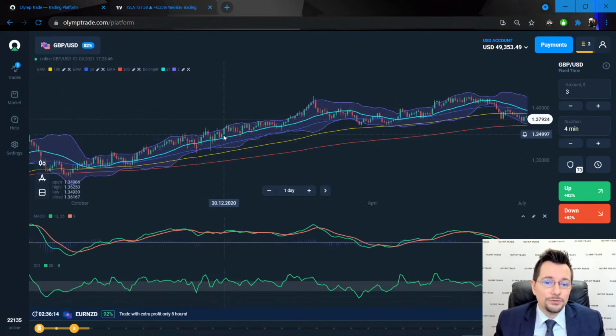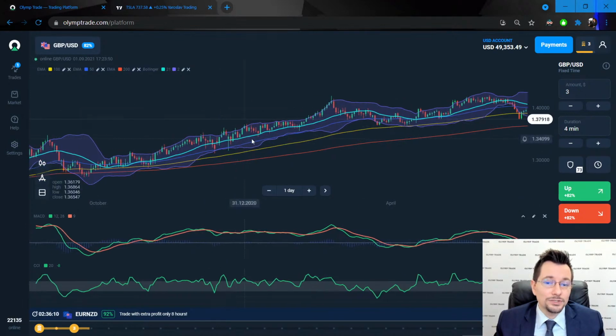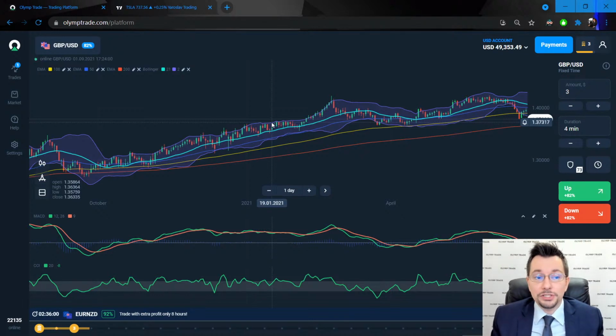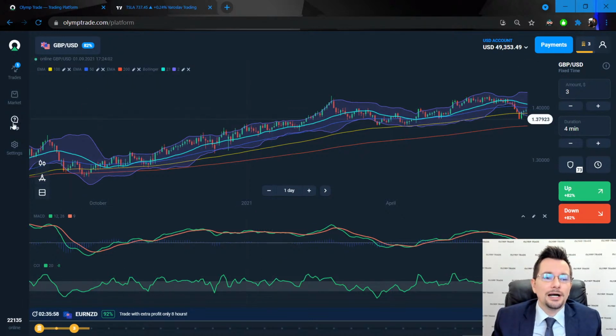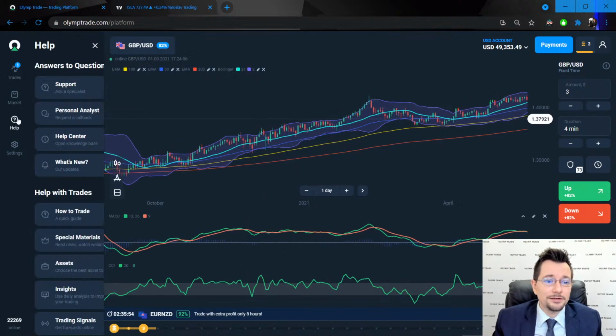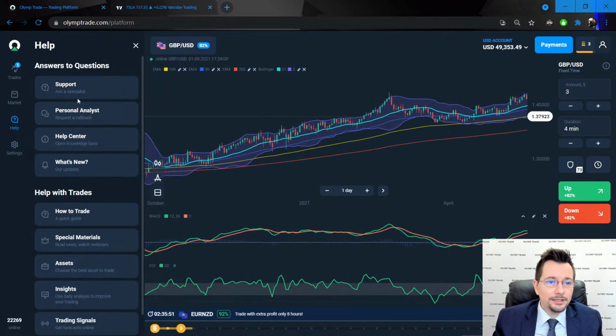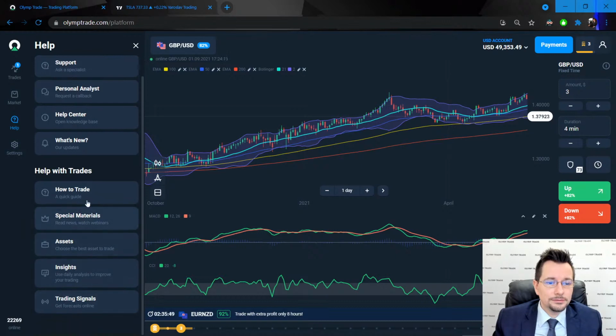If it comes down to the line and doesn't go below it, see how these are fake breakouts below it, you would need to close the position from top. But it's a totally different trading strategy. If you're interested in learning the Bollinger Band strategy, I'm sure we have it in the help section where, again, you can find that information here. Help, and then how to trade.